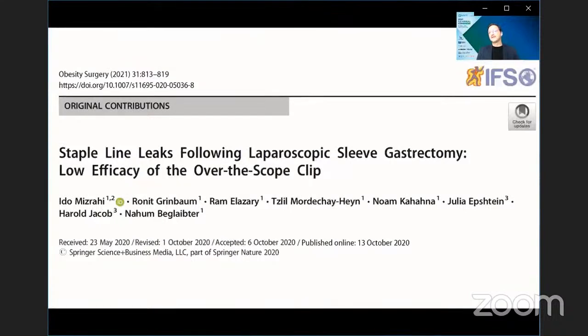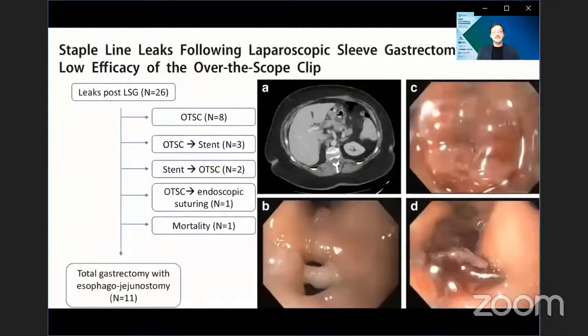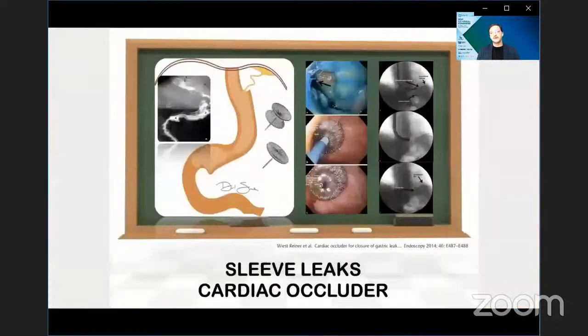The initial results were promising, but we can see here that later on, with more experience, look what happens on that. So 26 patients, they apply over the scope clip, end up with 11 patients needing a major surgery like esophagojejunostomy, meaning that the clips didn't really work on that.